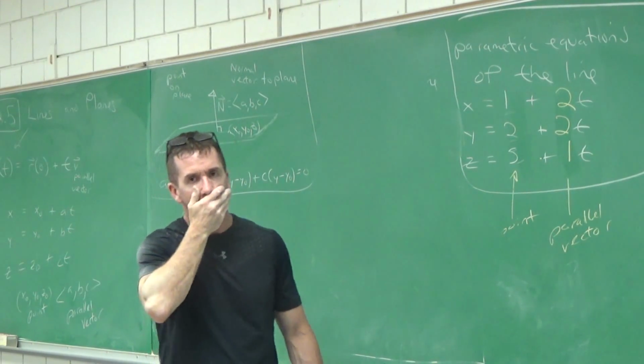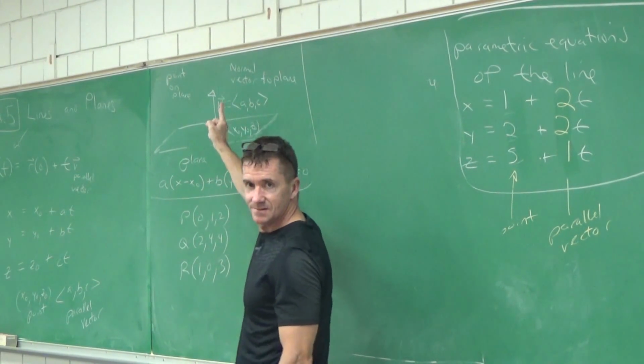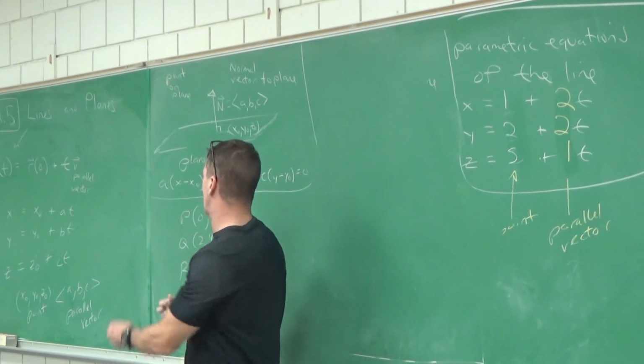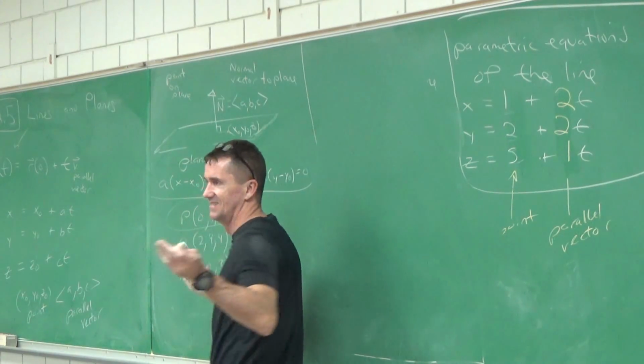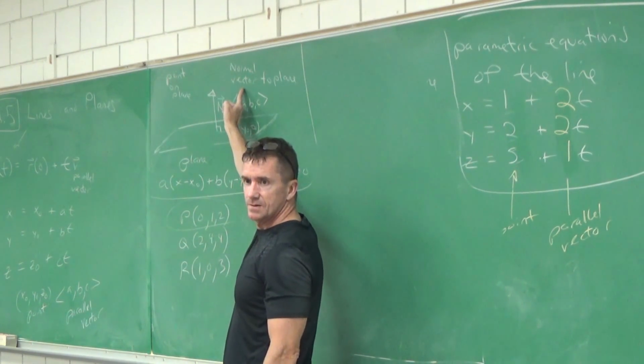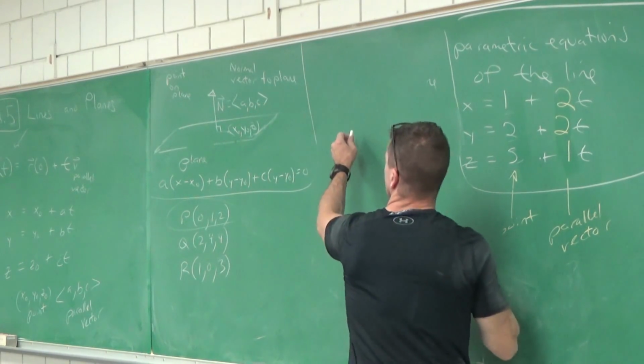All right. Let's start out. What do I need? A normal. I need a point on the plane. I've got three of them. Does it matter which one I pick? All right, I'll pick the first one. But now I'm stumped. Here's a plane. Drawing a picture sometimes helps us out.